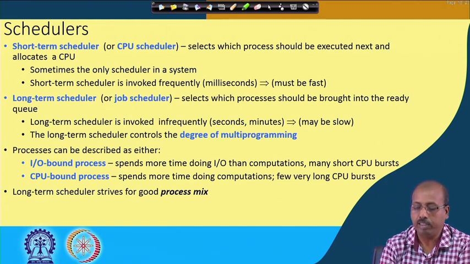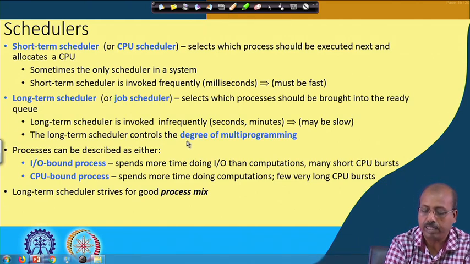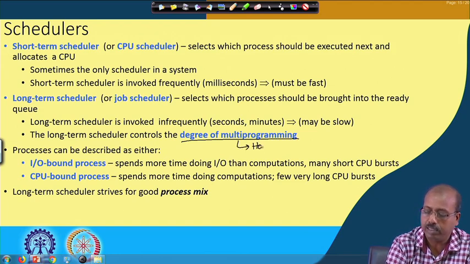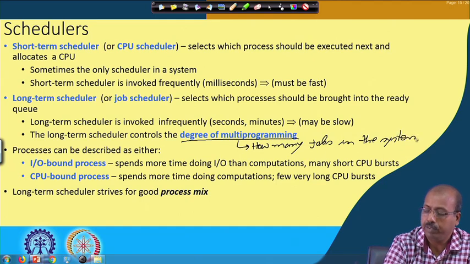This term degree of multi-programming actually tells us how many jobs we have in the system. So, this is actually the degree of multi-programming. You can also refine this question a bit: instead of how many jobs, you may also ask for the classification, that is, IO bound and CPU bound jobs.